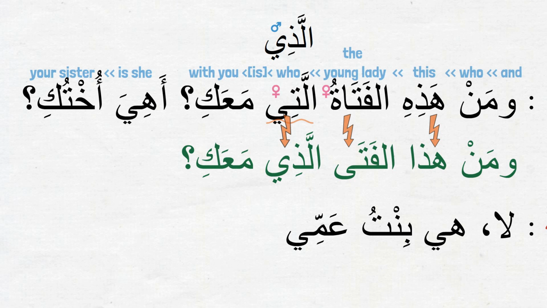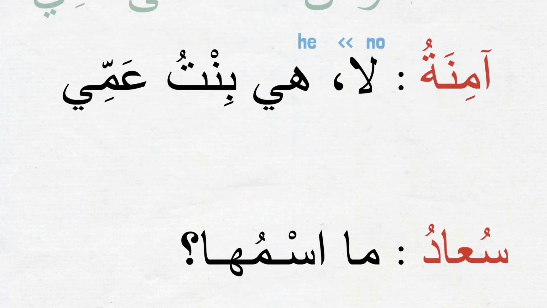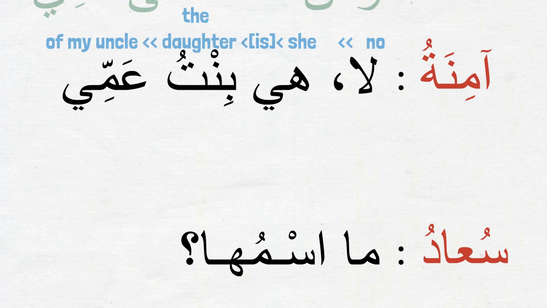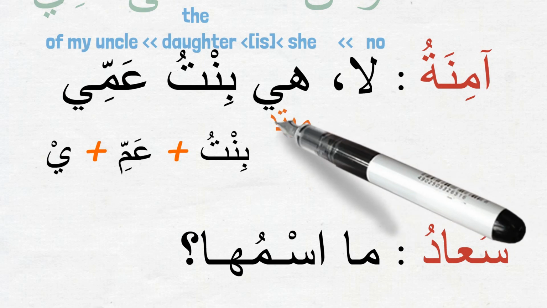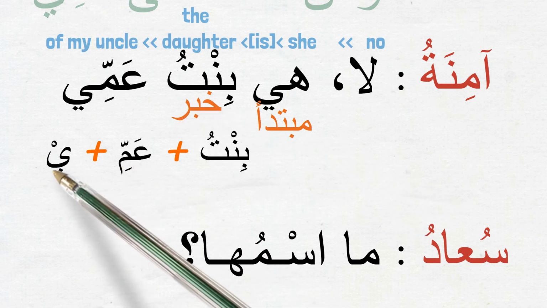SUAAD's last question was, أهي أختك? Is she your sister? To which Amina responds, لا, هي بنت عمي. No, she's the daughter of my paternal uncle. Here, bintu ammi is a chain of two idafa combinations. The first one is bintu ammi, and the second one is ammi and ya'ul mutakallim. Here هي is the mubtada and bintu is the khabar, وهو مضاف, and ammi is مضاف إليه, وهو مضاف, and ya'ul mutakallim is مضاف إليه.